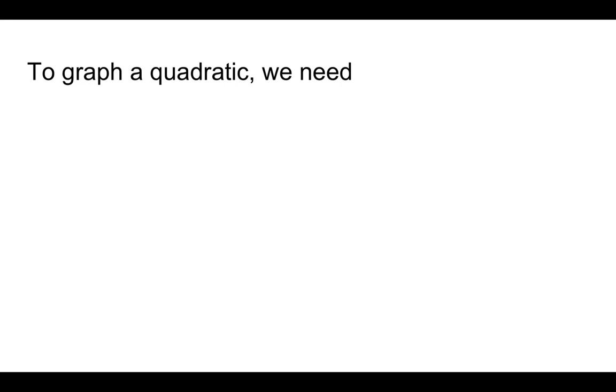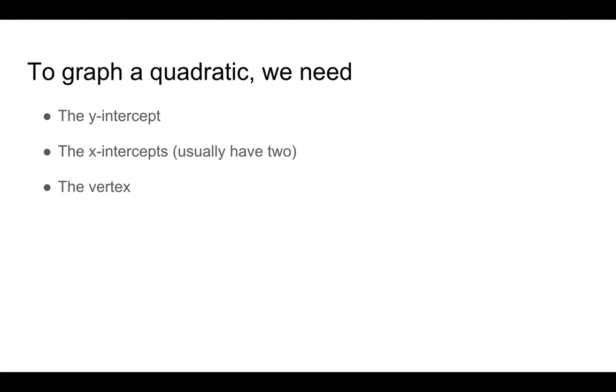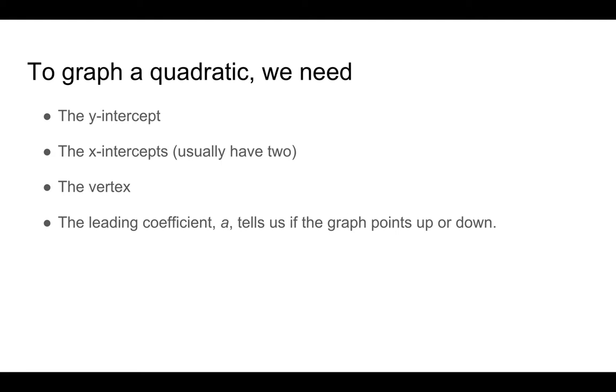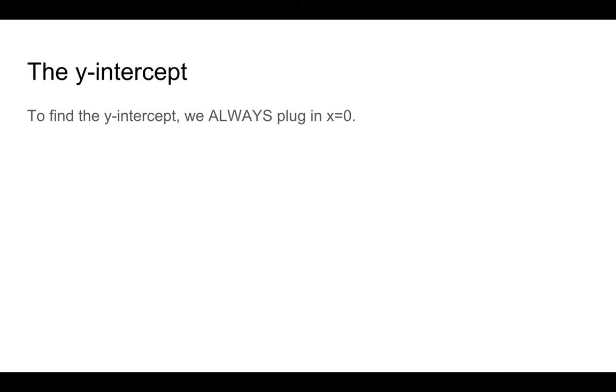Here we are covering how to graph a parabola. Graphing quadratics is pretty easy. Just plot some relevant points, draw a nice pretty picture through them. We're going to need the y-intercept. We know how to find y-intercepts. We plug in x equals 0. We're going to need the x-intercepts. We know how to find those. We plug in y equals 0. We're going to need the vertex. We know how to find that. Remember, the leading coefficient tells us whether the graph points up or down.